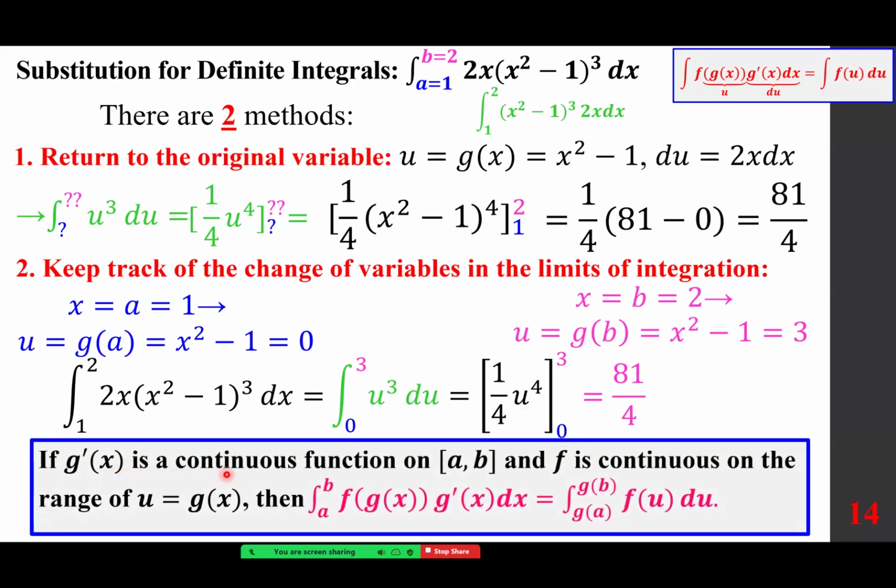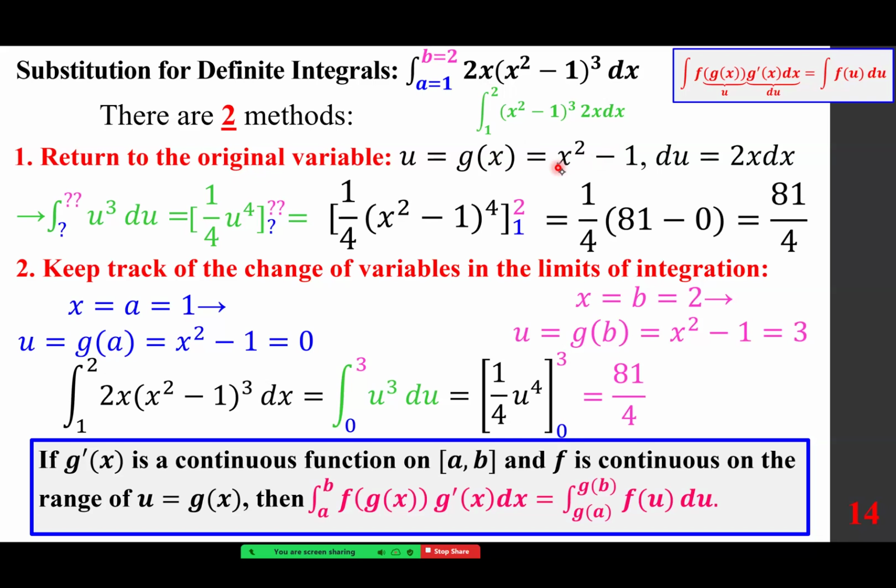If g prime of x is a continuous function on the closed interval of a to b, and f is continuous on the range of u equals g of x, then the integral of a to b f of g of x, g prime of x dx is the integral of f of u du from g of a to g of b, which means just keep track and come up with the new limits. That's all the meaning of this theorem. You don't have to memorize that. Understand? All you have to do is plug a equals 1 into this for the new lower limit, and b equals 2 to find the new upper limit.